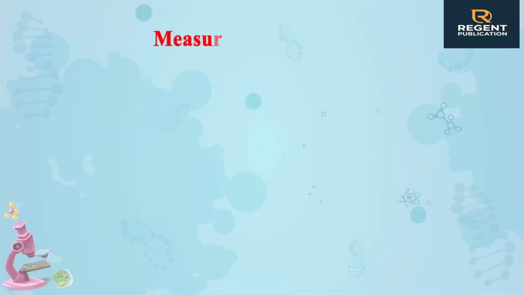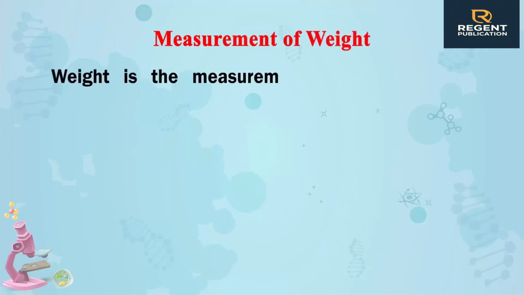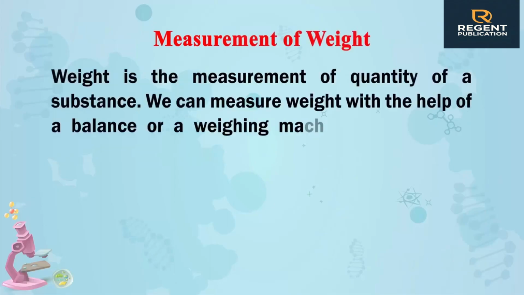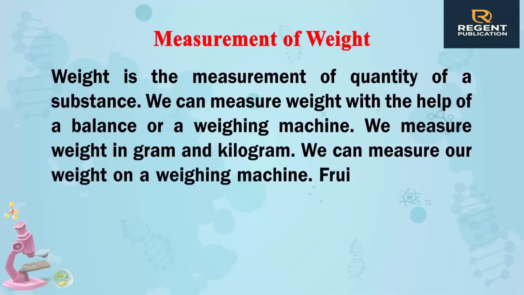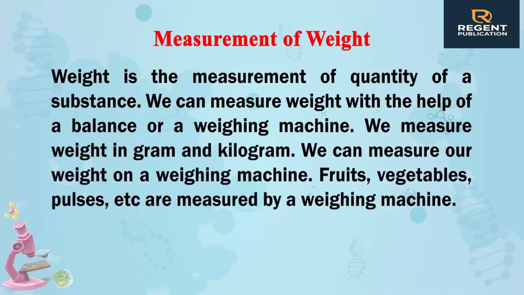Measurement of weight. Weight is the measurement of quantity of a substance, and we measure weight with the help of a balance or a weighing machine. We measure weight in gram and kilogram. We can measure our weight on a weighing machine. Fruits, vegetables, pulses, etc. are measured by weighing machine.